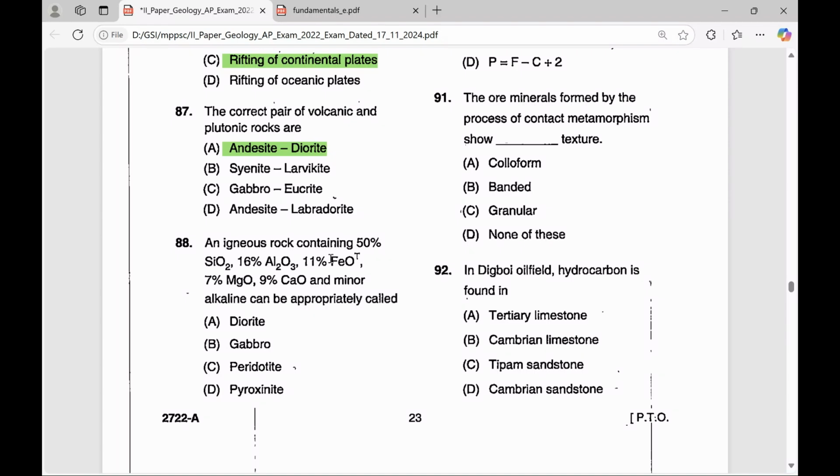Next, an igneous rock containing 50% SiO2, 16% Al2O3, 11% FeO, 7% MgO, 9% CaO, and minor alkalis can appropriately be called as, options are diorite, gabbro, peridotite, pyroxenite. The answer will be either diorite or gabbro, right? So now you have to guess what it will be. See, there is a difference between diorite and gabbro.